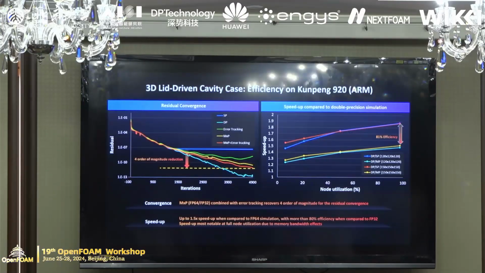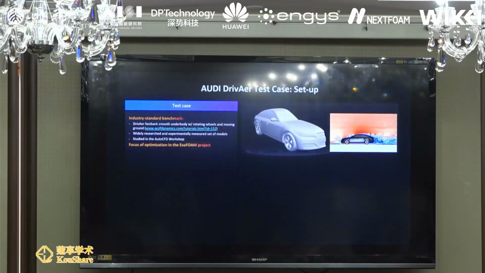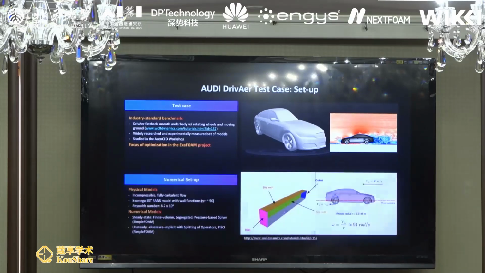So those were the results that we obtained for the 3D lid-driven cavity, and we wanted to tackle a case that is more complex. We looked at the Audi driver test case. That test case is an industry standard benchmark, so it's available. You can download it online. It's widely researched. It's also one of the test cases part of the ExaFoam project.